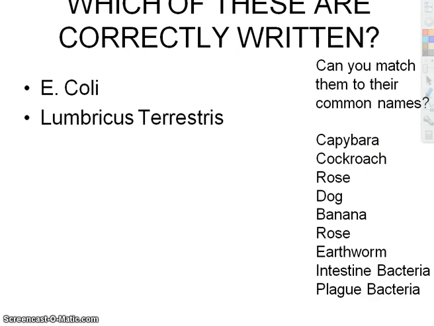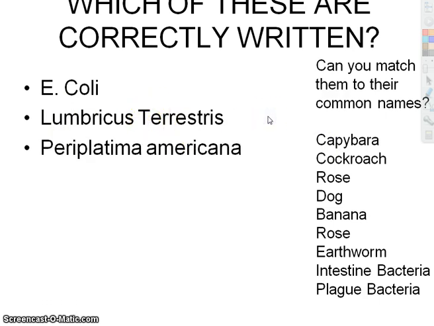And then Lumbricus terrestris. Problem with that one, again, not underlined or italics, and the T is capital, so that's not right. Here's another one, Paraplatoma americana. This one, yes, we've got the capital and then the lowercase, but again, it's not underlined or italics. It needs to be one or the other.